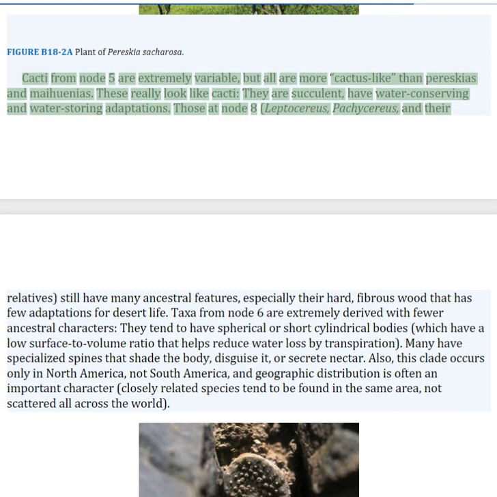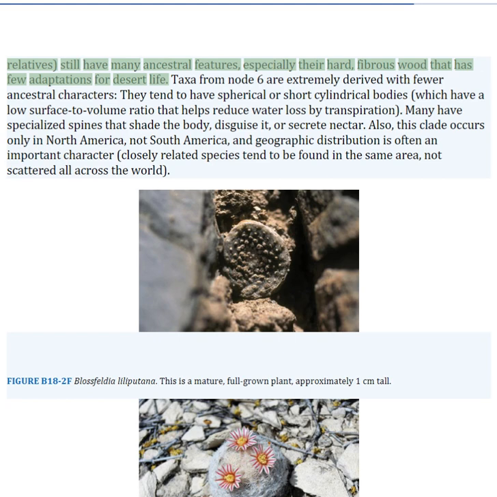Cacti from node 5 are extremely variable, but all are more cactus-like than Pereschias and Meiwenias. These really look like cacti. They are succulent, have water-conserving and water-storing adaptations. Those at node 8, Leptocereus, Pachycereus, and their relatives, still have many ancestral features, especially their hard, fibrous wood that has few adaptations for desert life.